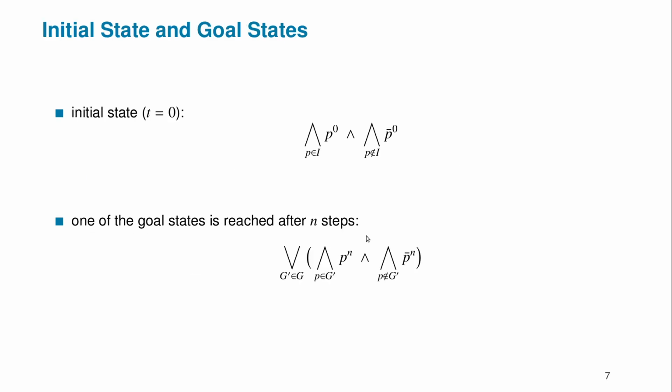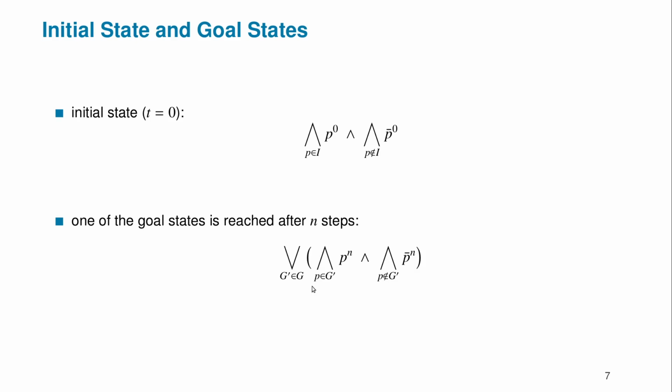We will soon consider this for the example, but before we do so, let's have a look at how we define initial state and goal states. We said we have only one initial state, so we take the variables that occur in the initial state and require them to be true at time point 0, and those which do not occur in the set of state variables of the initial state are required to be false at time point 0. This is the initial state. And for the goal states, we have multiple ones. So we build a disjunction over the different goal states. So one of them has to be true.